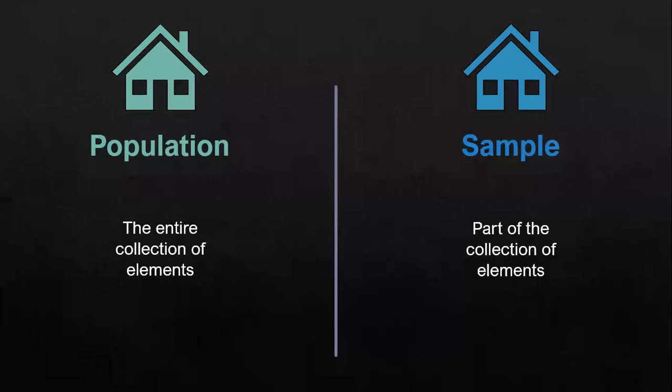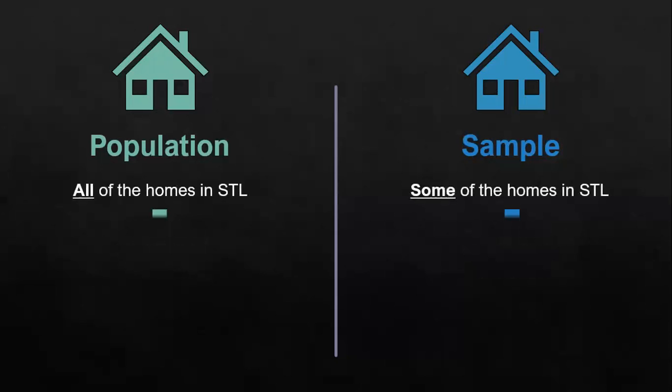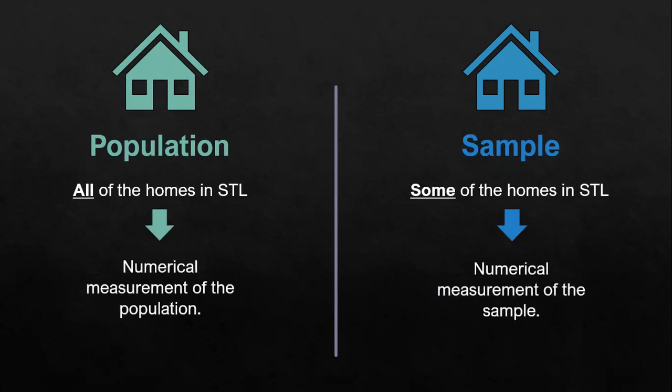So what we want to do is be able to talk about how that population compares to the sample. How does the entire collection compare to the part of it, the sample? Samples again give us numerical measurements that relate to part of the population. If we take a measurement about all the homes in St. Louis, we get a measurement about the population.